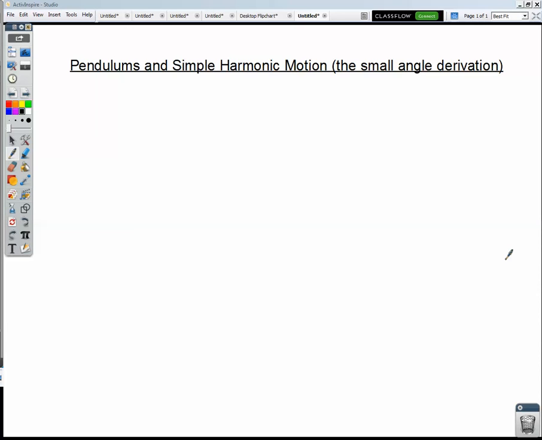And in this derivation, we're going to use the small angle approximation. And you'll see why the small angle approximation is a good one, and why it's only simple harmonic motion when we use small angles of theta.